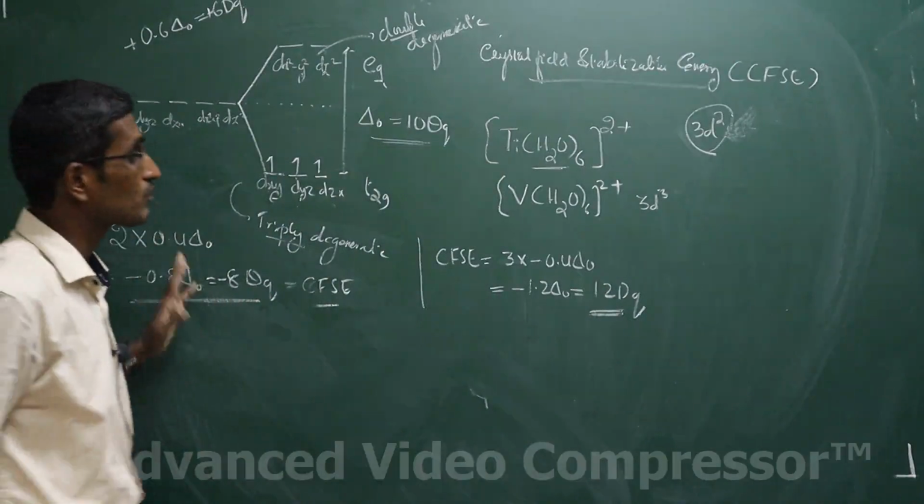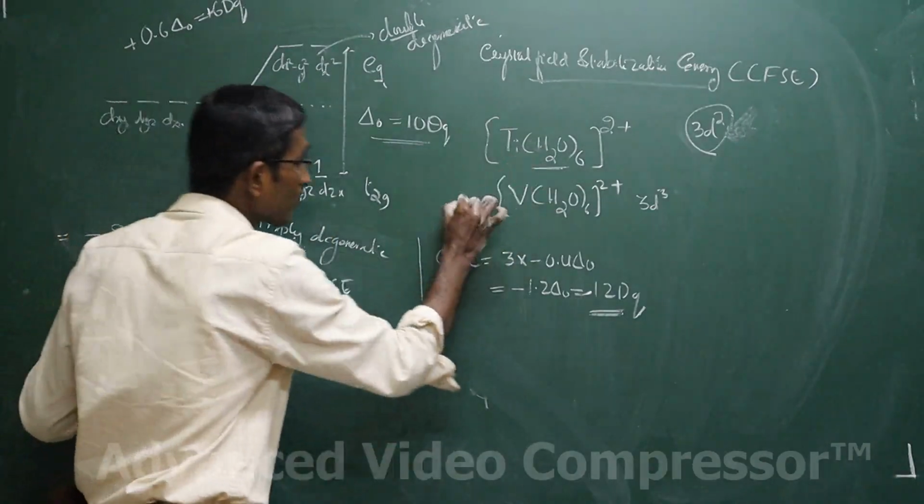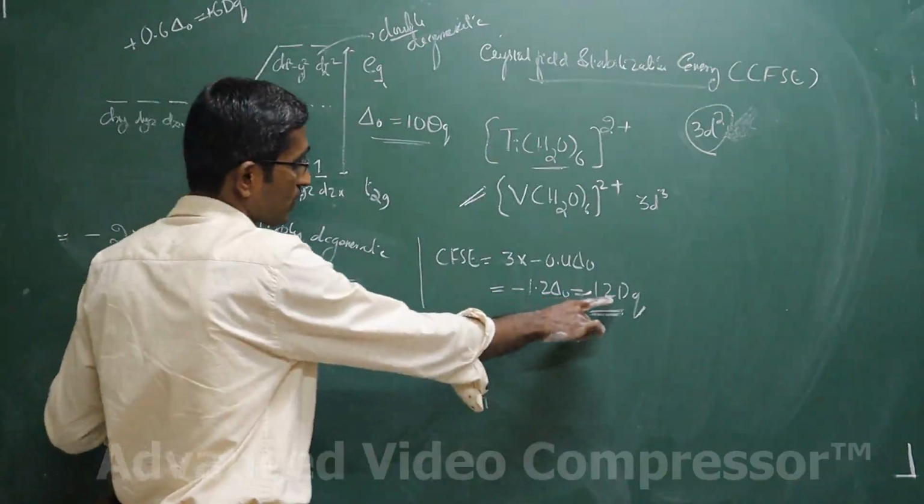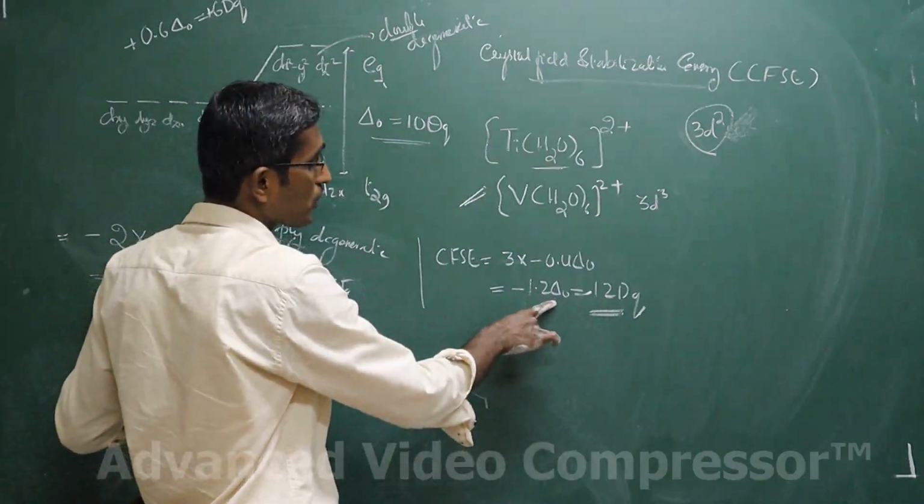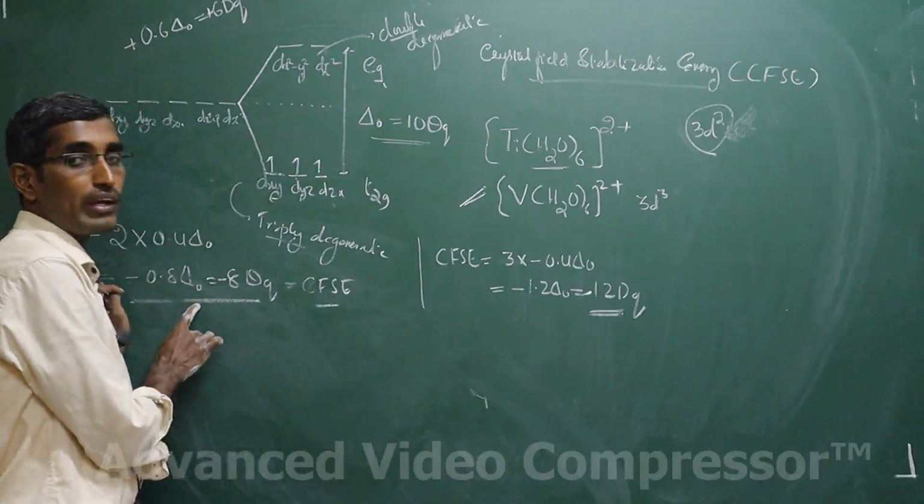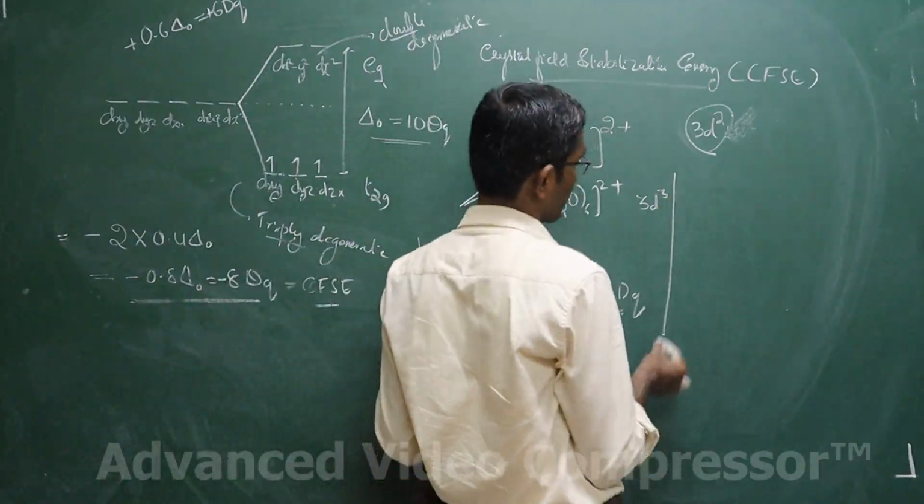If at all they are asking which is the stable complex, this one or this one, this is more stable than this. Why? Because this has a CFSE of minus 1.2 delta naught and this has a CFSE of minus 0.8 delta naught. Right? So let us now move on to the next complex, student.